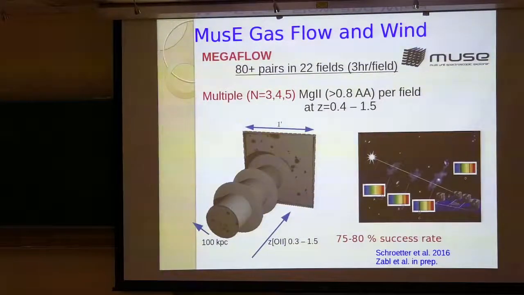So the survey is to observe about 20 fields with MUSE with multiple Mg II absorbers, 3, 4, 5, with this range of equivalent width, again to match the field of view of the instrument. And we end up with a survey of about 80 Mg II absorber-galaxy pairs. We have multiple absorbers, and then with MUSE we can find the galaxies for each of these absorptions in one shot.